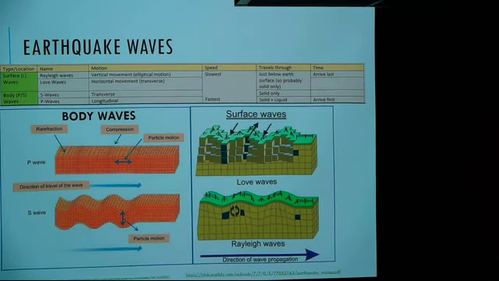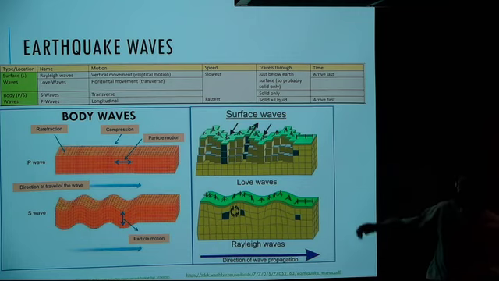Okay, this is the big one, earthquake waves. I went out and I purchased a thing to demonstrate earthquake waves. Just hold that in. And this is the standard. I found this on Amazon. It was like $4, so I'm very happy with this.